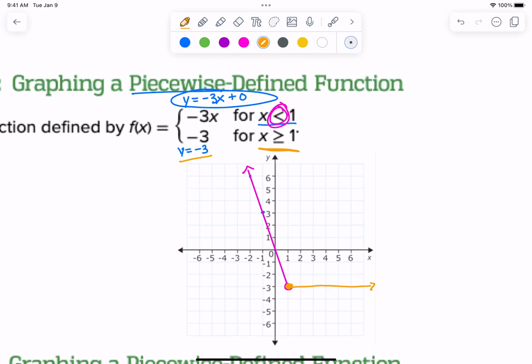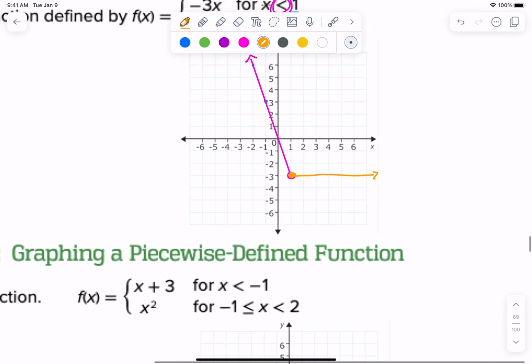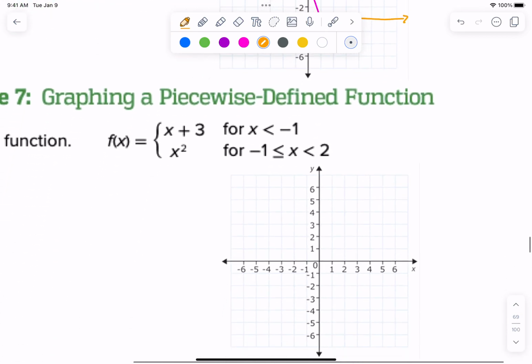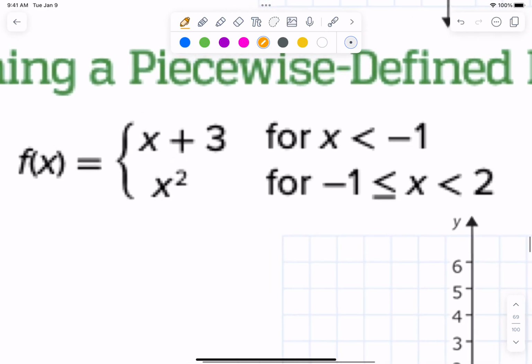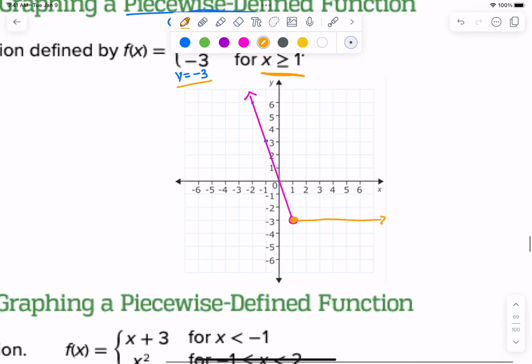There you go. That's what he looks like. Got it? He's like a little slanty L. All right? The pink one was from the top function. The yellow one was from the bottom function. Got it? All right, we're going to do another one like that. Yeah, not so bad. He's two pieces. He's a piecewise function.